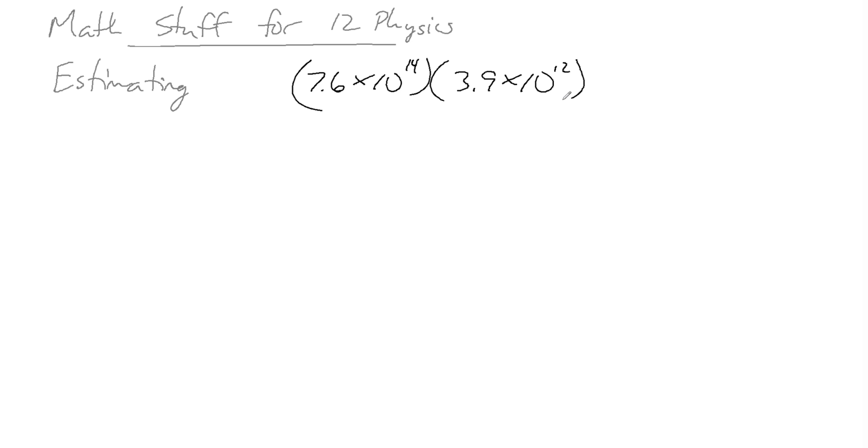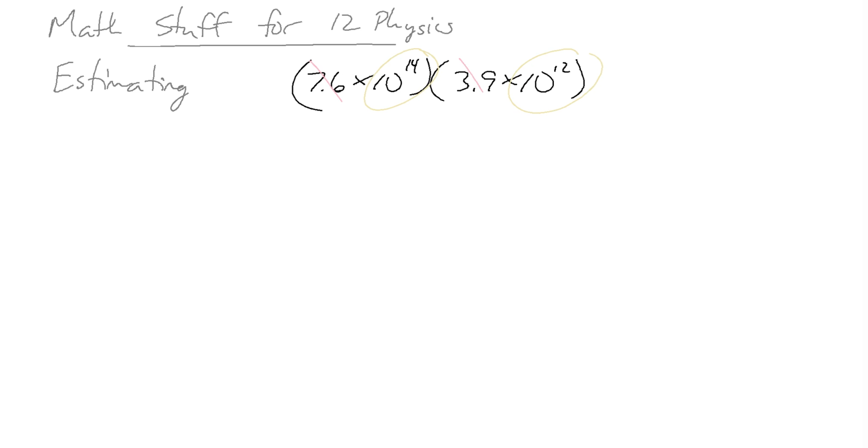When you get 7.6 times 10 to the 14, the most important part about that entire thing is this right here. That is the most important part. Same thing for this one. That's the most important part right there. And when you're estimating something like this, forget about this. It doesn't matter. All we're trying to do is get a general idea of what our answer is going to be. So the fact that we might have something like a 32 out front is irrelevant.